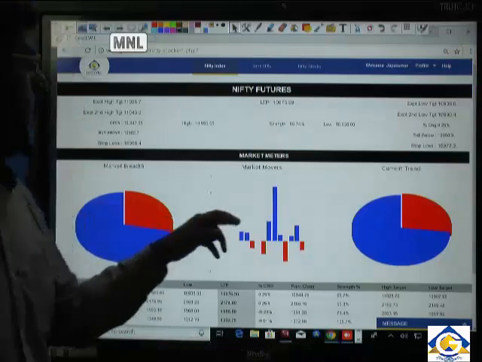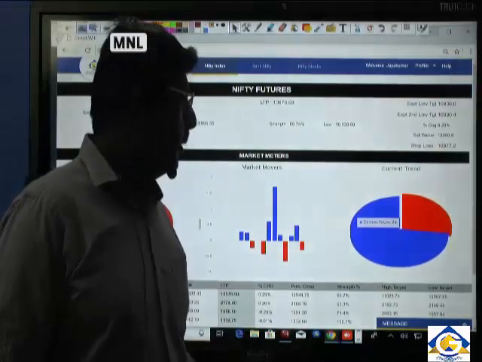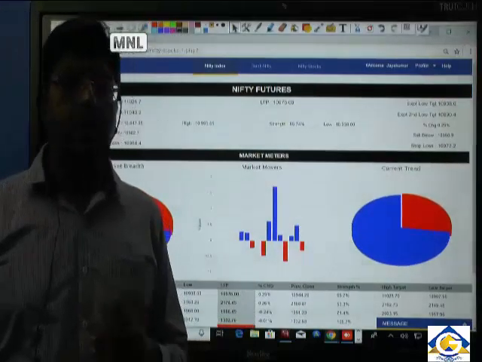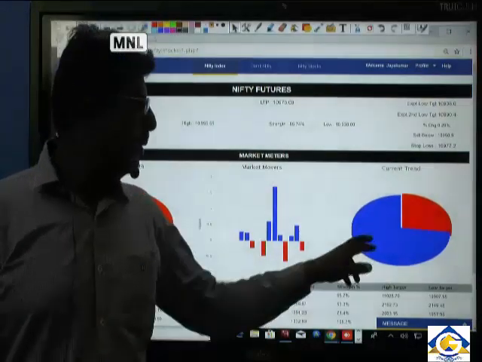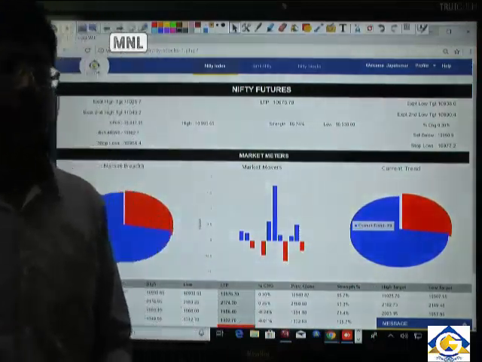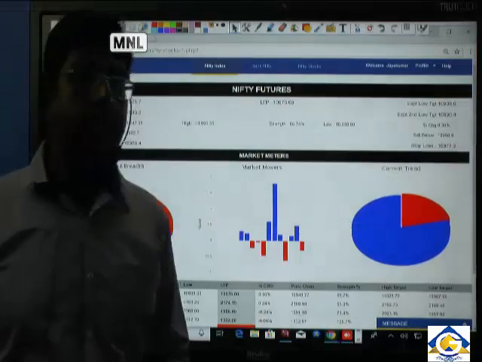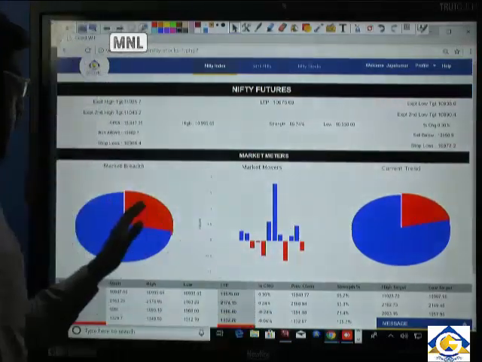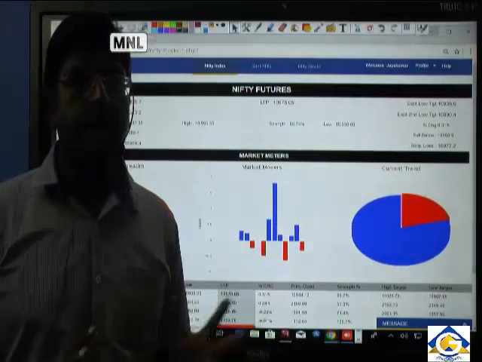The next thing to watch is the current trend, that is the tick-by-tick trend: how many stocks are going up towards their high. If you see this, around 73% are positive. So once you identify the trend, currently you can see both are positive. Both market breadth as well as current trend are positive.